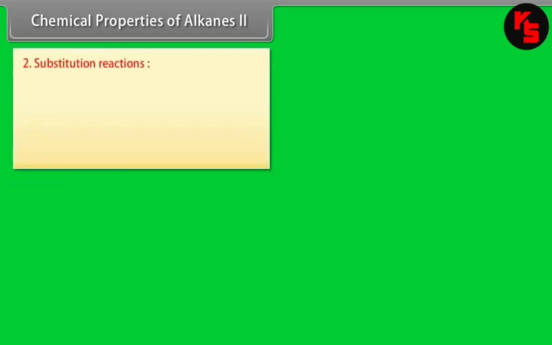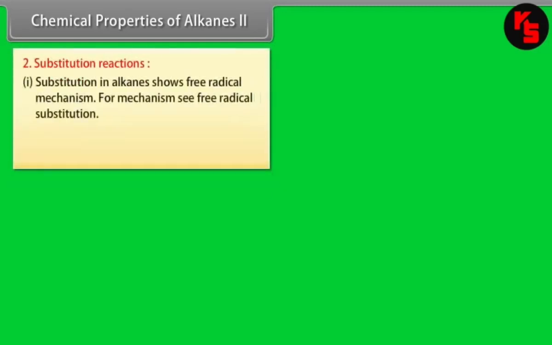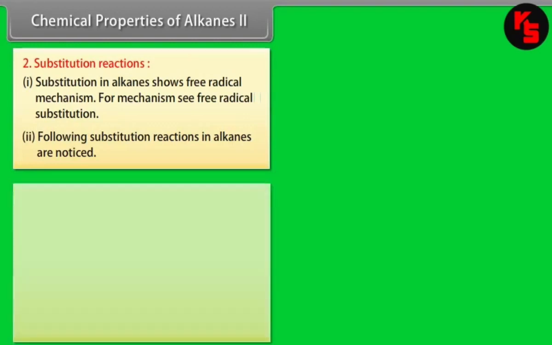Chemical properties of alkanes, part 2. Substitution reactions. Number 1: Substitution in alkanes shows a free radical mechanism. For the mechanism, see free radical substitution. Number 2: The following substitution reactions in alkanes are noticed.